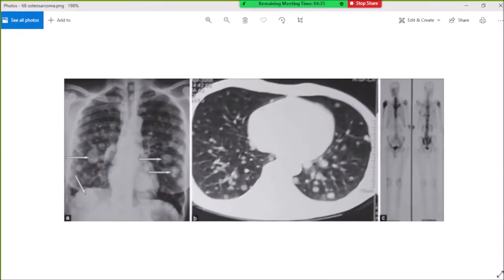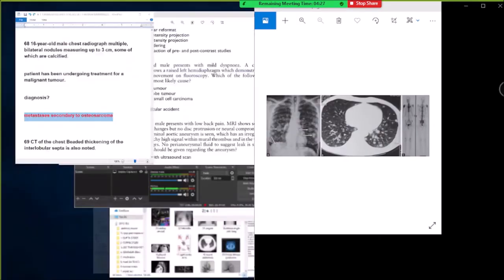This is also osteosarcoma on CT scan. Multiple rounded nodules, some of which are calcified, throughout both sides of the lungs. Diagnosis: metastasis secondary to osteosarcoma.